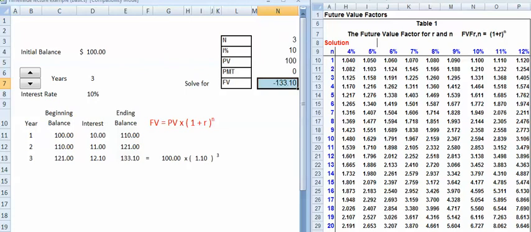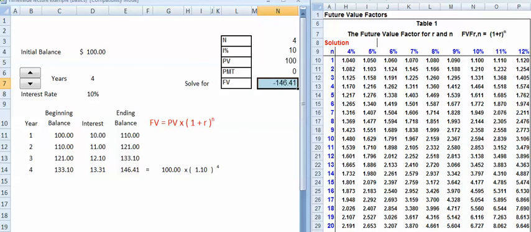Again, looking at our financial calculator, if this was for 4 years, we would have simply changed it to 4 periods, and we would solve for the future value and get $146. And again, we could also calculate that directly, $100 times 1.1 to the 4th period, or 4 years.